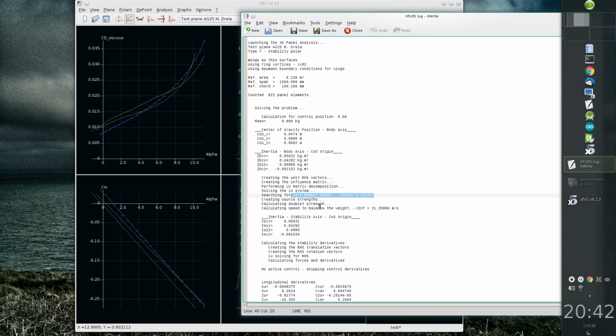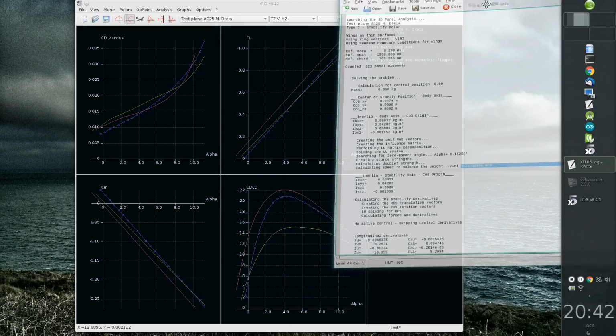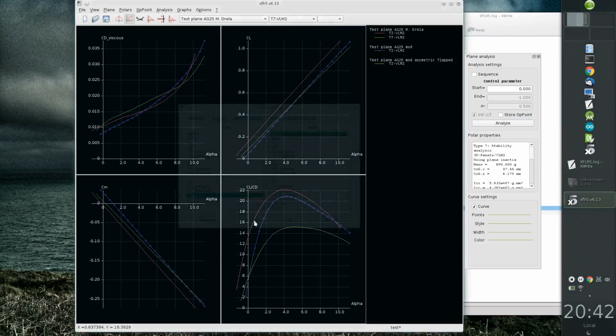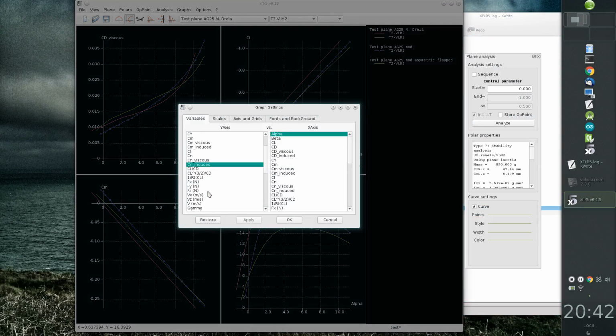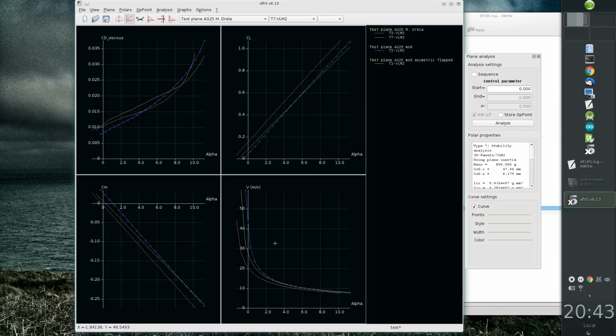For this angle of attack, the speed calculated by the program is 21 meters per second. Let's check this also by changing the variable here. We are roughly at 21 meters per second, which looks good too.